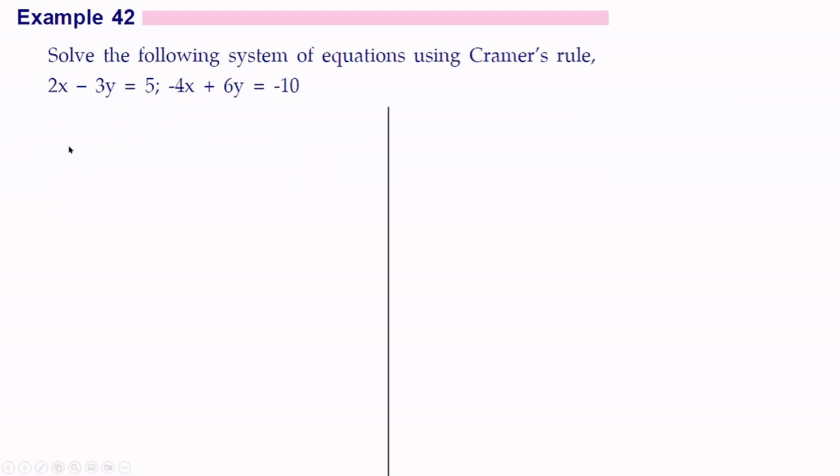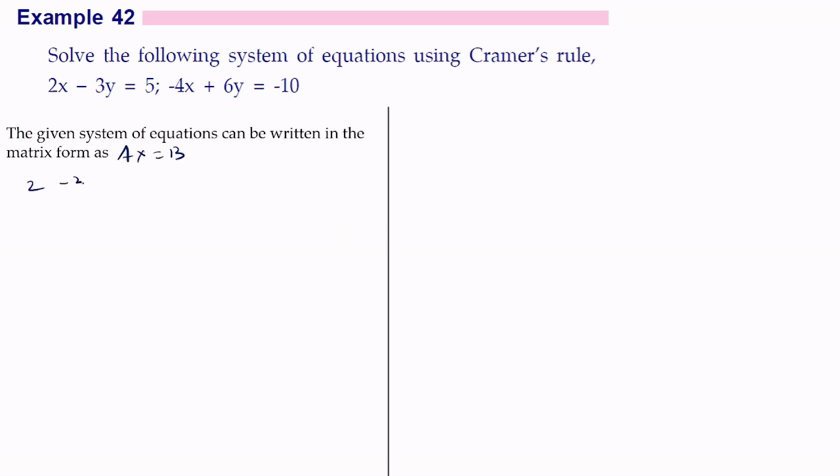Now let us see a problem. Solve the following system of equations using Cramer's rule. So here the given system of equations can be written in the matrix form as Ax equal to B. So here A is the coefficient matrix 2, minus 3, minus 4, 6. X is the variable matrix x, y and B is the constant matrix. Now let us find delta, delta x and delta y.